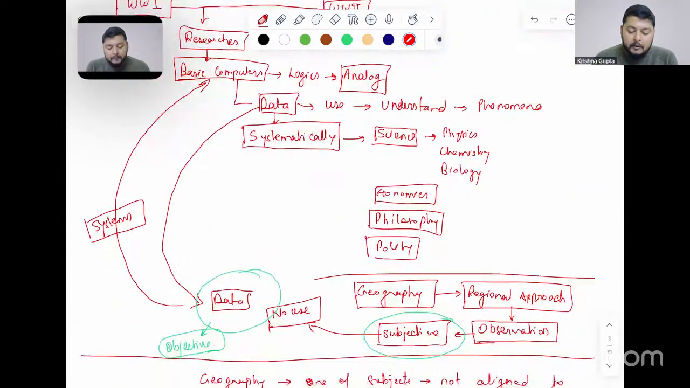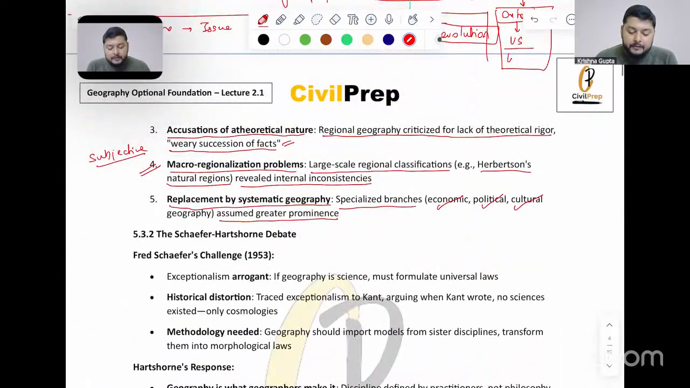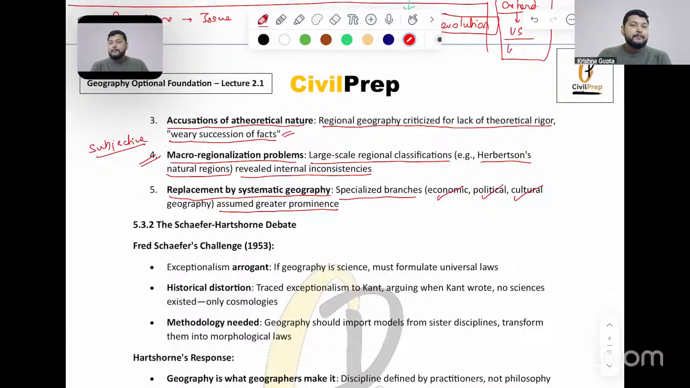Now, because of this paper of Schaefer, Hartshorne became quite agitated, and he replied to Schaefer that it is about what geography should be, how geography should be studied, and it is not the geography that you are thinking of. It is geography as it ought to be. Okay, this is an important line. Geography is what it ought to be. It is not what you think it ought to be.